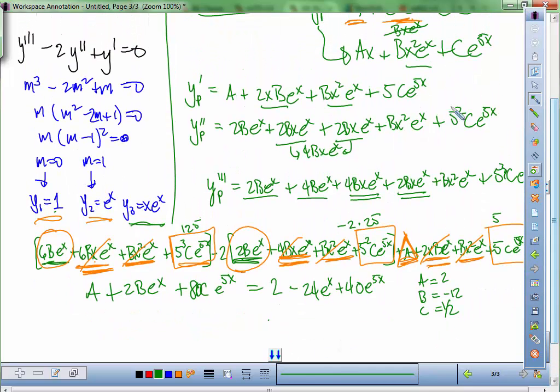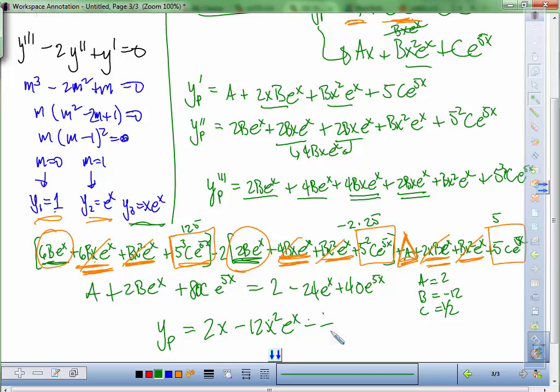Our particular solution is ax plus bx squared e to the x plus c times blah, blah, blah. So y sub p is equal to 2x plus, or let's call it a minus, 12x squared e to the x plus 1/2 e to the 5x. All right, we're halfway there.